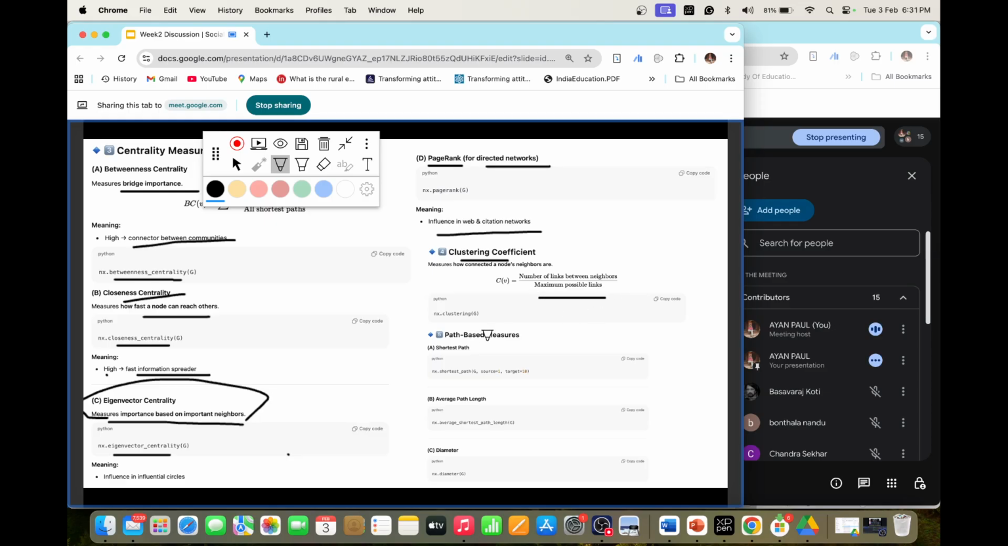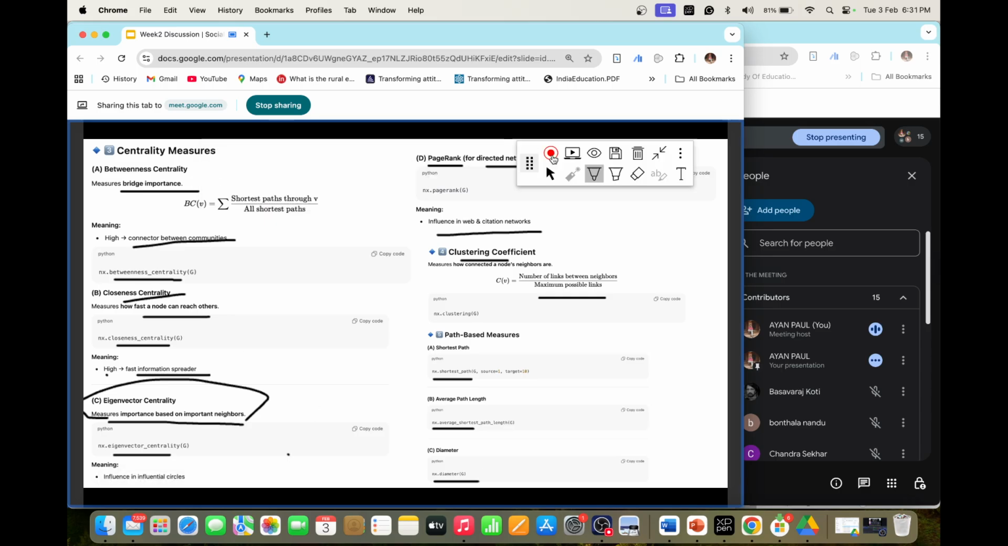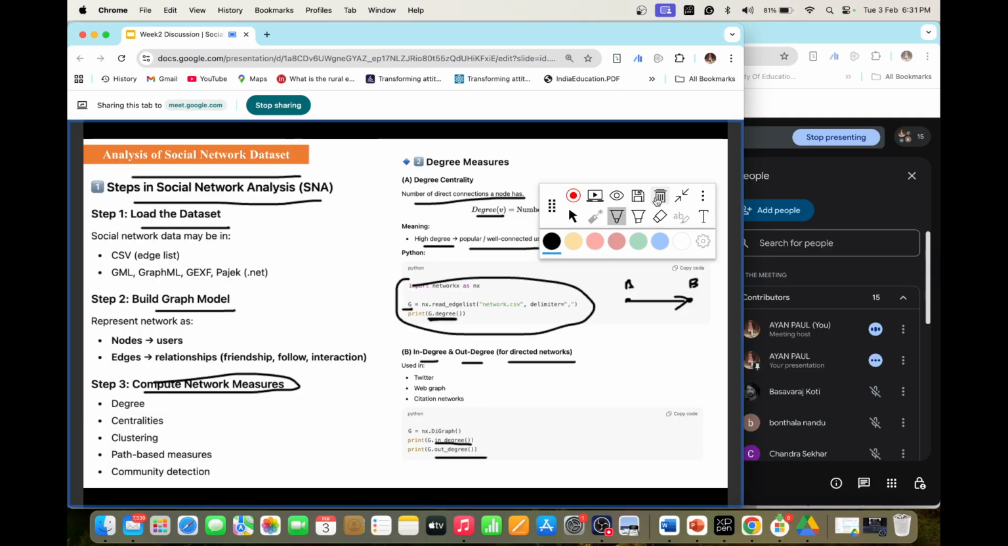And then you have this path based measure, like shortest path, average path, and diameter of the network, that can be found out by very simple formulas, like nx.shortest_path, nx.average_shortest_path_length, then nx.diameter of the network. So that is how we can do the analysis of the social network data set.